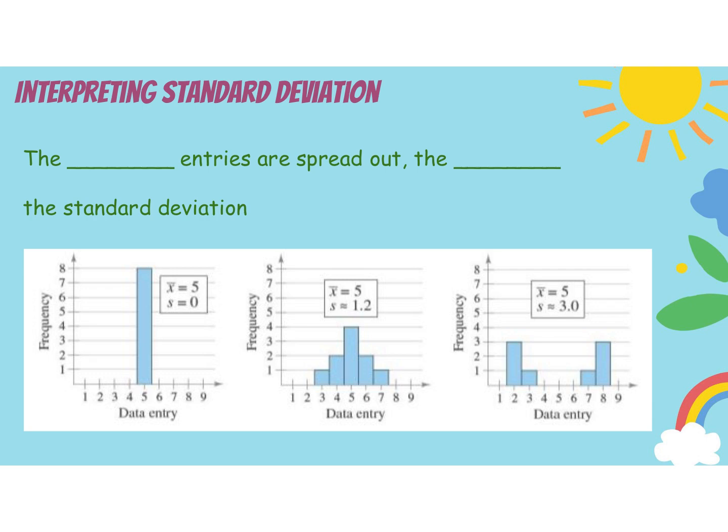So the more entries are spread out, the greater the standard deviation. Okay, because remember that standard deviation is the average distance that a point is from the mean. So the larger the average distance, the more spread out those points are going to be, whereas the smaller the average distance, the closer in everything's going to be.